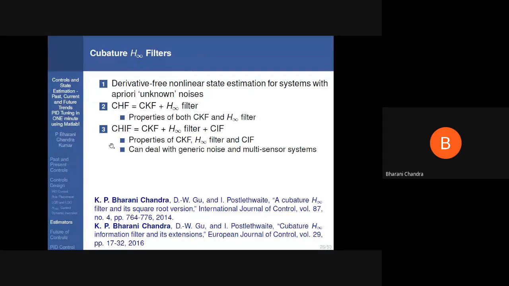However, in this approach, it does not deal with multiple sensors. If the information is coming from multiple sensors, what to do, we don't know. So in this cubature H-infinity information filter, we are trying to combine the concepts of the cubature Kalman filter, that means for nonlinear systems, with the H-infinity filter for any kind of noise, and for multiple sensors. So if your system is nonlinear, the noise is non-Gaussian, and there are multiple sensors, then one can go with this cubature H-infinity filter.